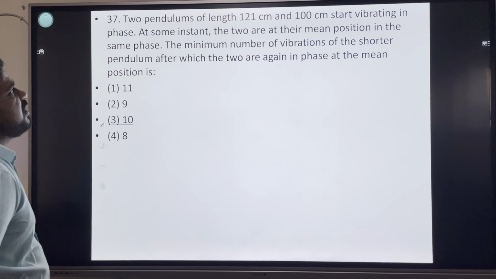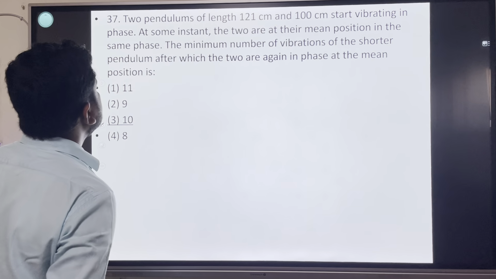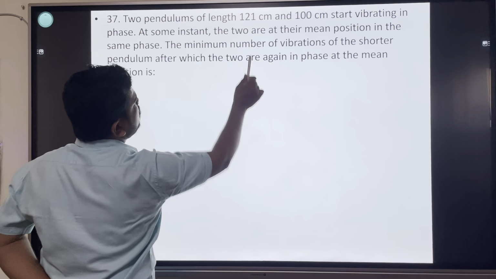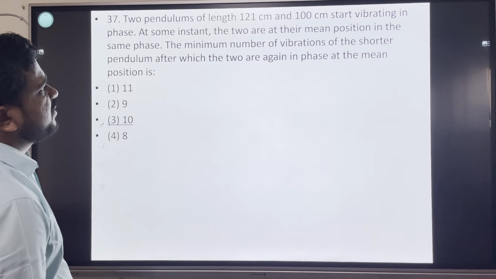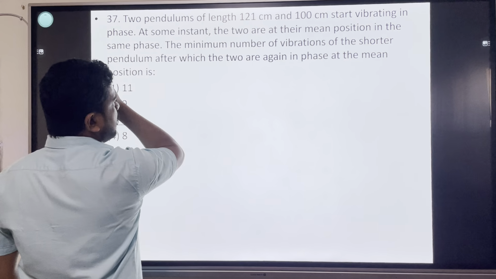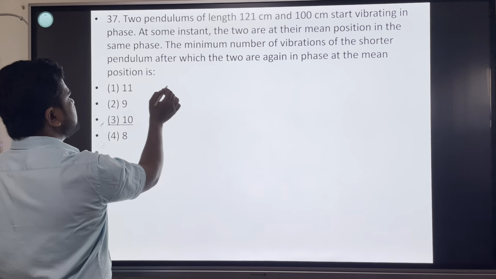Two pendulums of length 121 cm and 100 cm start vibrating in phase. At some instant the two are at their mean positions in the same phase. Minimum number of vibrations of the shorter pendulum after which the two are again in phase at the mean position.